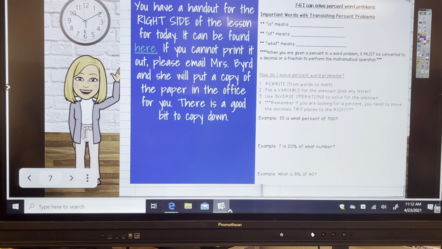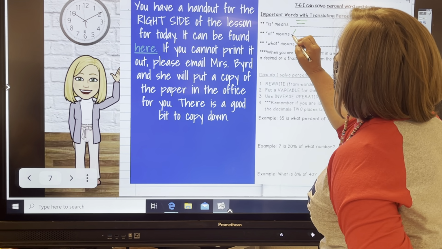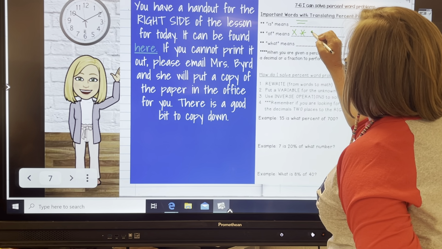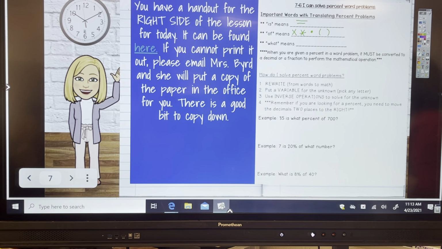All right, so at the top of your paper, it has the 3 words that we just talked about. Is means what? Equals. Okay? So I'm going to put an equal sign right there. What does of mean? It means multiply. So I'm going to put an X, a star, a dot, or parentheses, because all of those things mean to multiply.